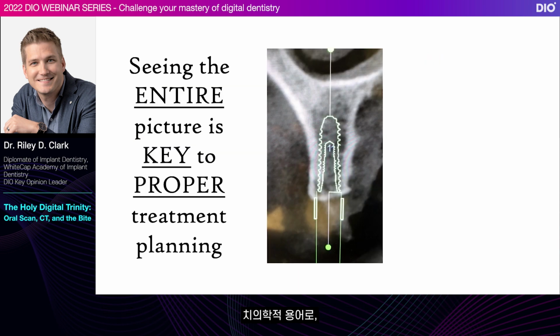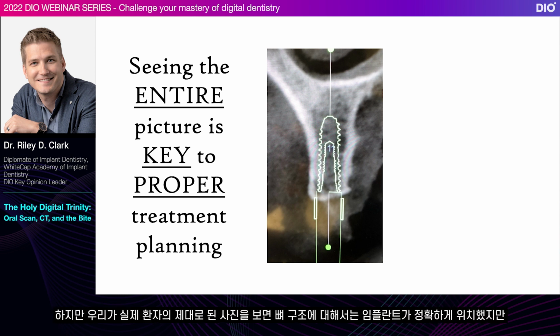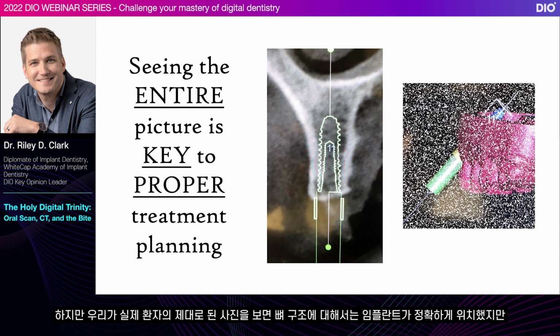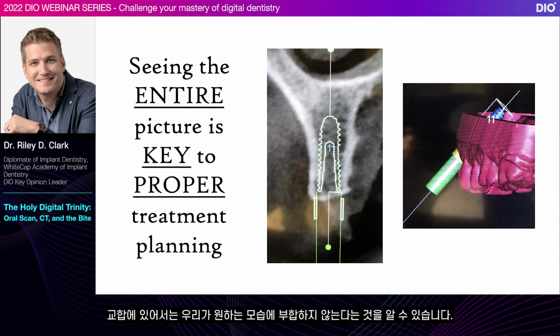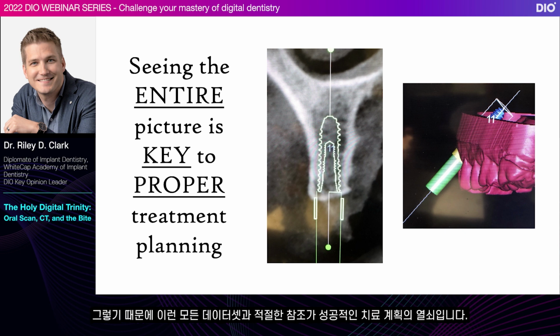To put that in dental terms, we might be looking at a CT slice and we might plan an implant beautifully within the osseous contours of the ridge. But as we dive into the more thorough picture of the actual patient, we might realize, wow, that implant position relative to bone might be good, but its position relative to occlusion might not be complementary to what we're trying to accomplish. So all of these data sets and proper reference to each other are key for successful treatment planning, and a successful treatment plan is key for successful treatment outcomes.